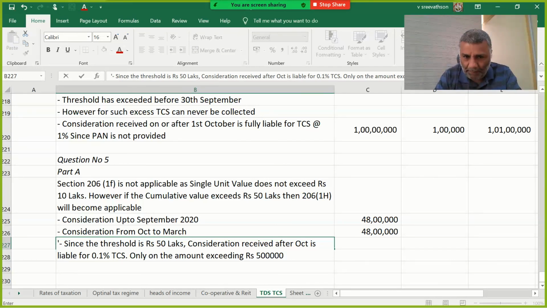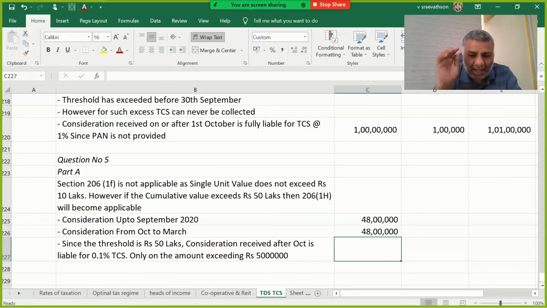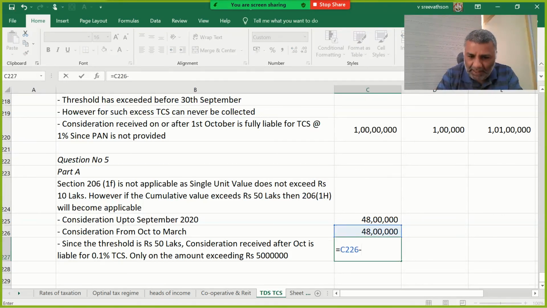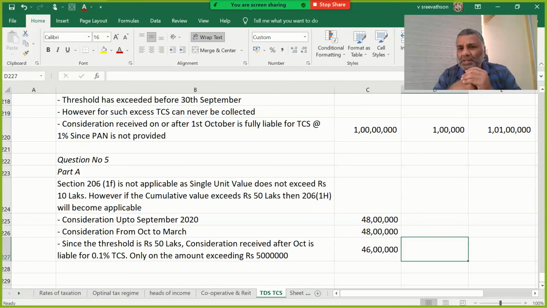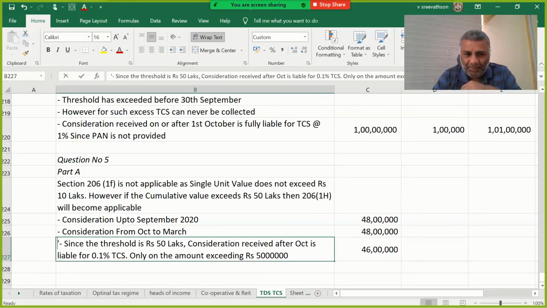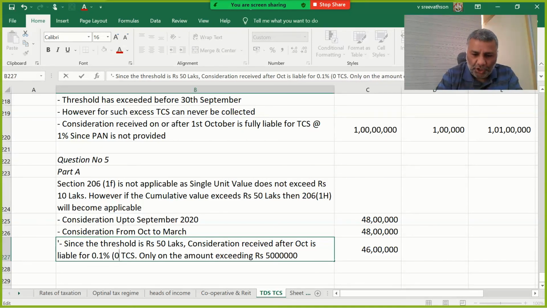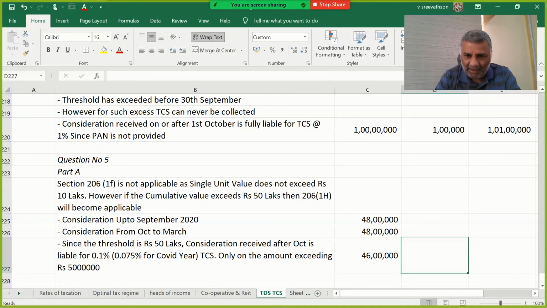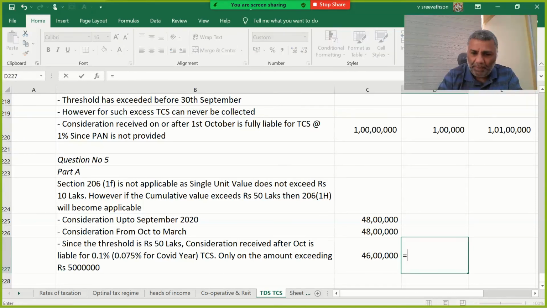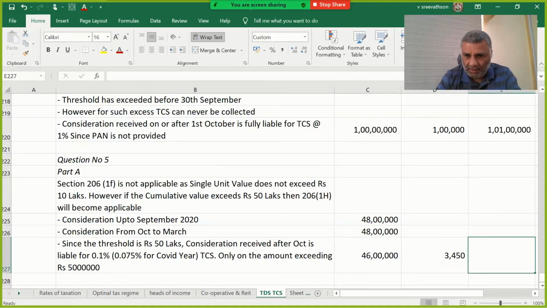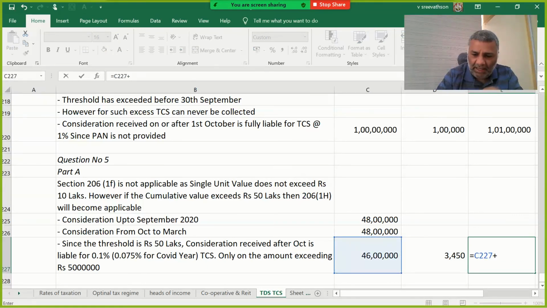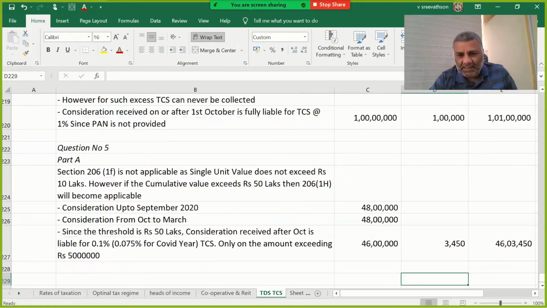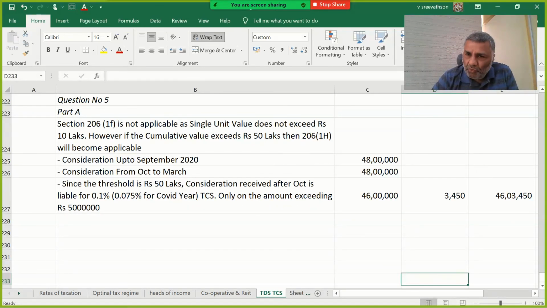So what happens? The first 2 lakhs you will not have. So 48 lakhs minus 2 lakhs, 46 lakhs. In this case, I will do the COVID rate, 0.075% for the COVID year, because obviously only this COVID rate will be applicable. So 46 lakh into 0.075%, he will be collecting 3,450.